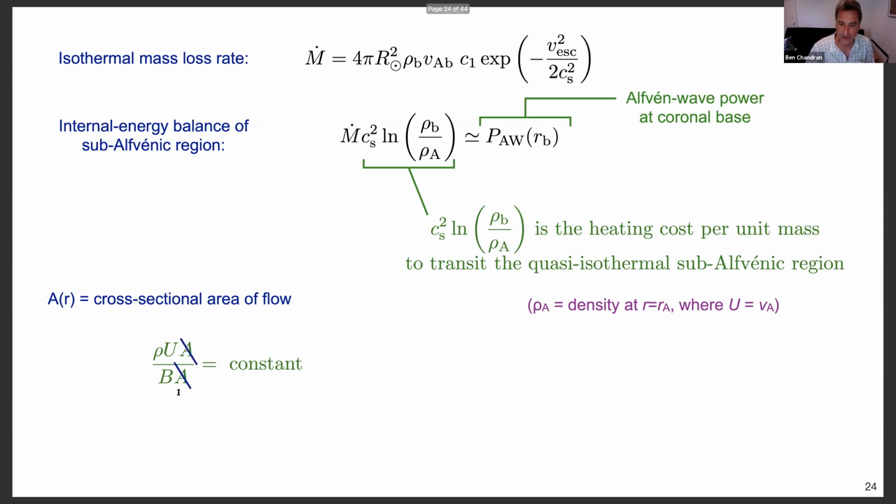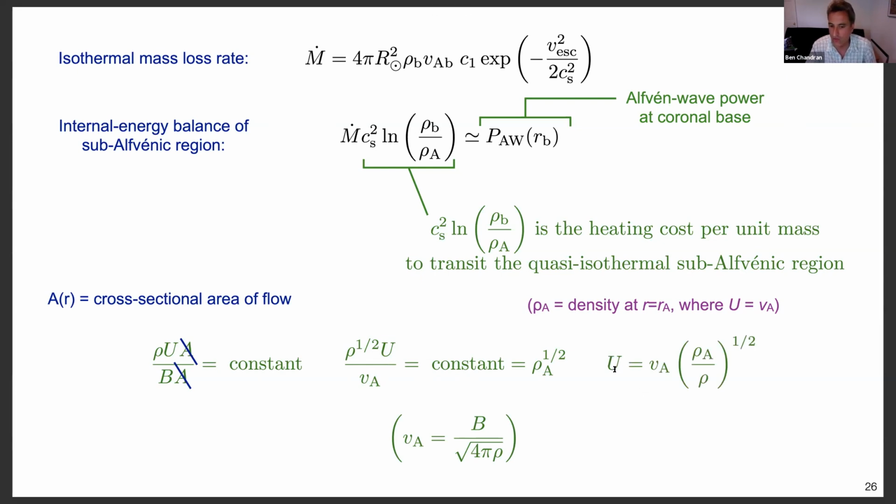And then let's rewrite this in terms of the Alfvén speed, which before was defined as B over the square root of 4 pi rho. So that rho U over B is the same as rho to the 1/2 U over VA, with an extra constant square root of 4 pi in there, but I'm not worried about that. It's just some constant. That constant in this middle equation here must be the density at the Alfvén critical point to the 1/2 power. That's because at the Alfvén critical point, U equals VA. So we have this equation that allows us to replace the local flow velocity with the local Alfvén speed times a factor involving the density to the -1/2 power.